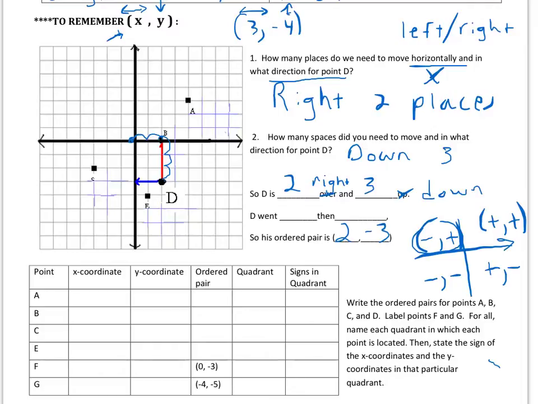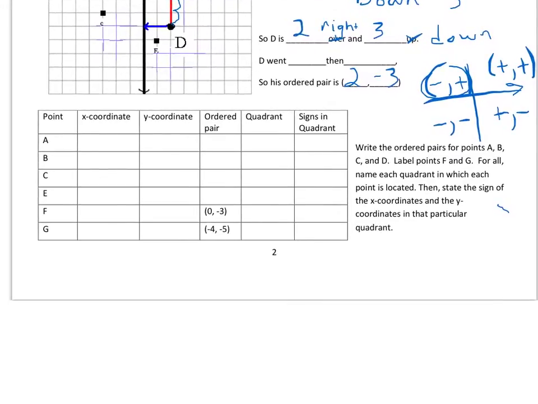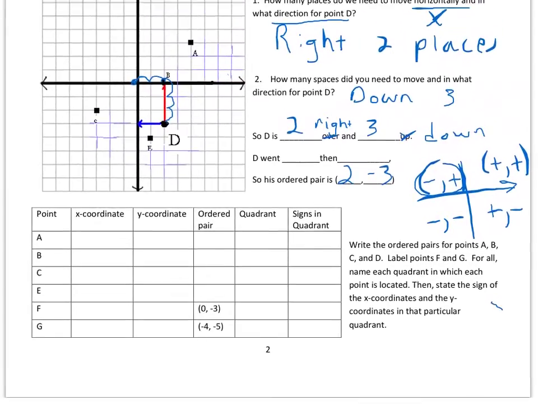All right, let's go over a few of these other things to plot. Oops, I need to be able to see my coordinate plane still.